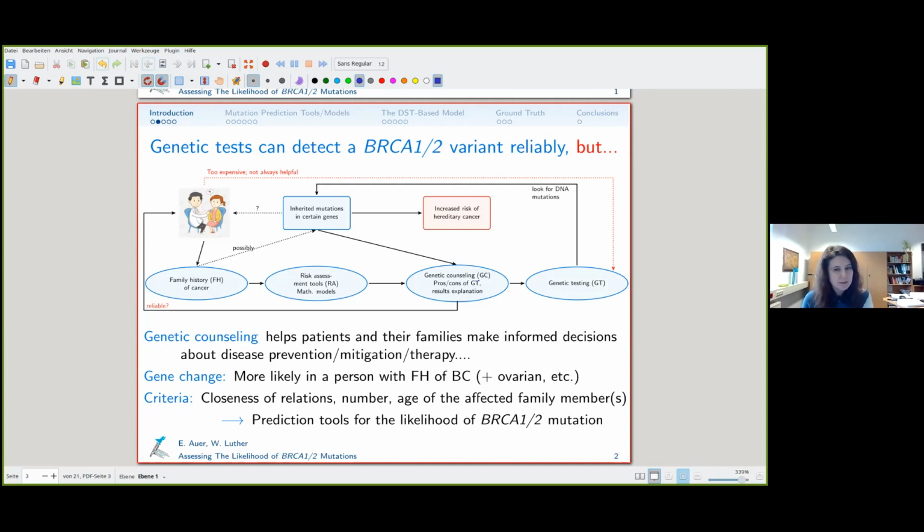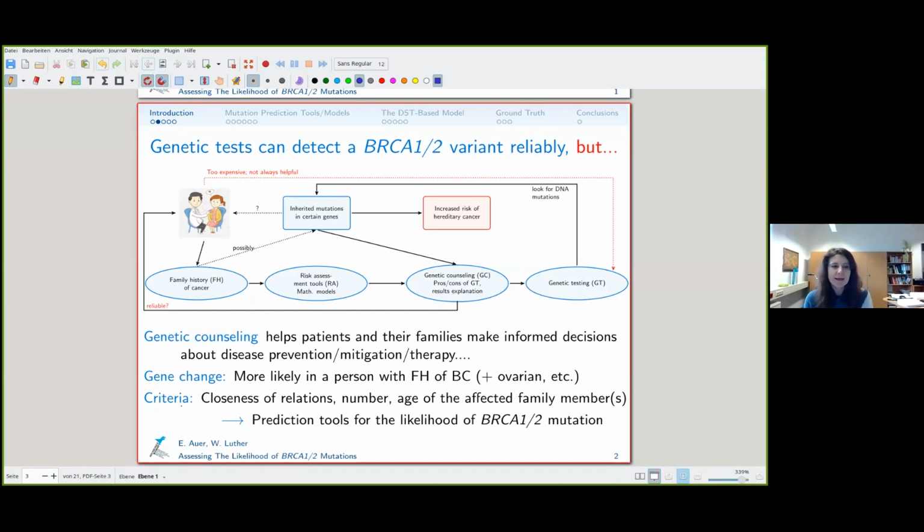Genetic counseling helps patients and their families make informed decisions about disease prevention, personal mitigation, and therapy. After this step, you are either referred for genetic testing, or maybe not. Maybe you don't need this. Maybe the genetic counseling is enough. The results of the risk assessment are explained to you after that.